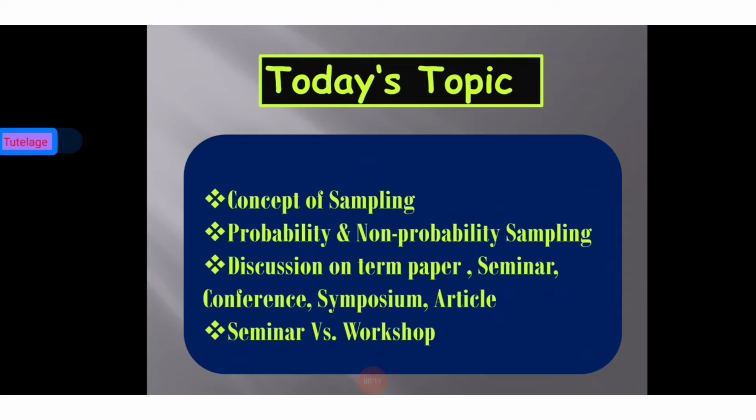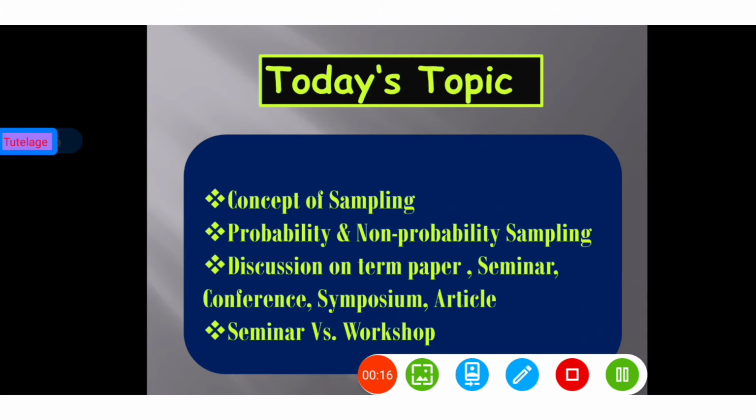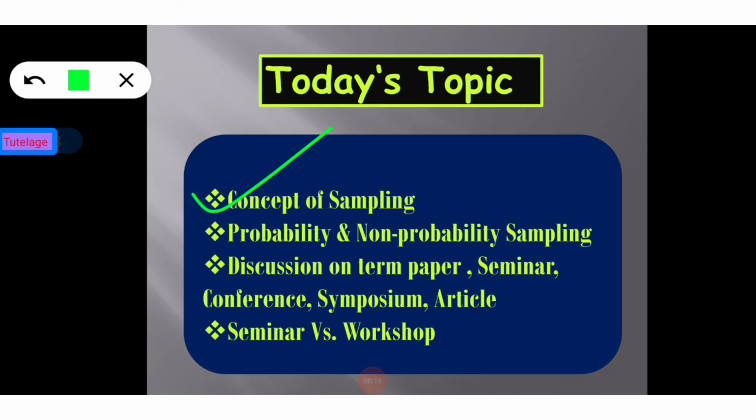Here we can see some concepts which we are discussing today. The first one is the concept of sampling, the second one is probability and non-probability sampling, and this is basically related to the types of sampling. And we all know that in my previous session, sampling is of two types. The first one is probability and the second one is non-probability. So here we will have an elaborate discussion on probability and non-probability sampling.